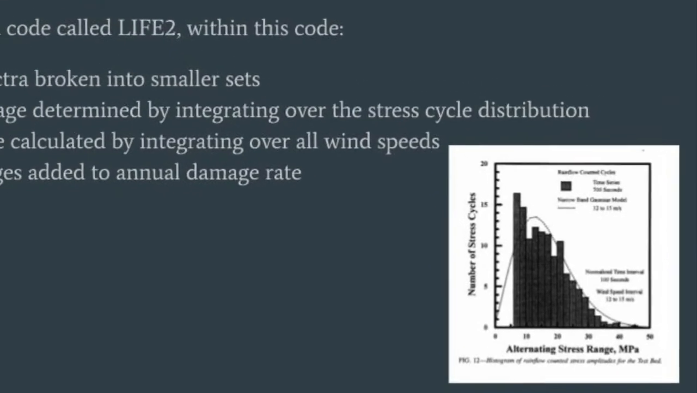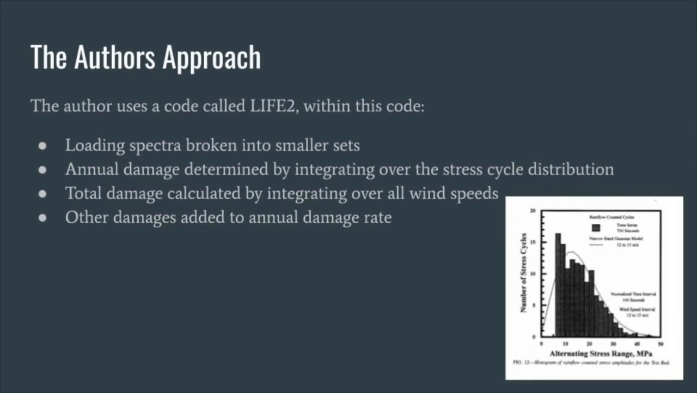Also, the annual damage at each wind speed is determined by integrating over the stress cycle distribution, weighted by the amount of time spent at that wind speed, and using Miner's rule to sum the damage based on constant amplitude SN data. The total damage is calculated by integrating over all wind speeds, and any other damage such as startup or buffering when parked are added to the annual damage rate.